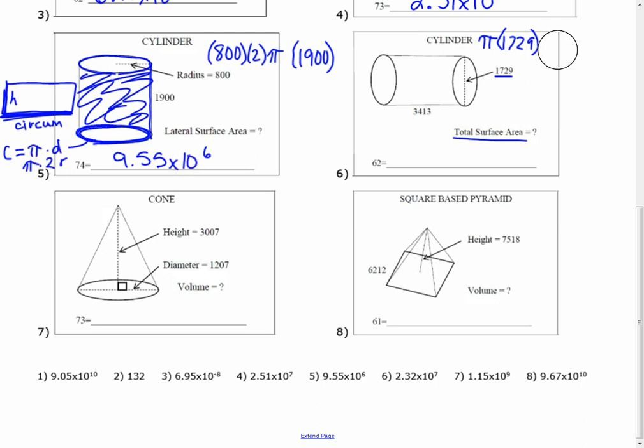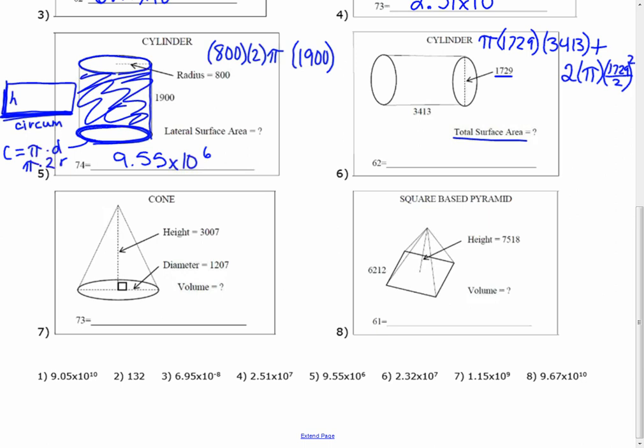So it's kind of on its side here. But our height is going to be our 3413. So that's our soup label that we found the area of. Now we need to add to that those two circles on the end. So area of a circle is pi r squared. So we're going to have two of those, top and bottom. So we have pi, and then r is half of our diameter. So we have to divide it by 2, and we'll square that.